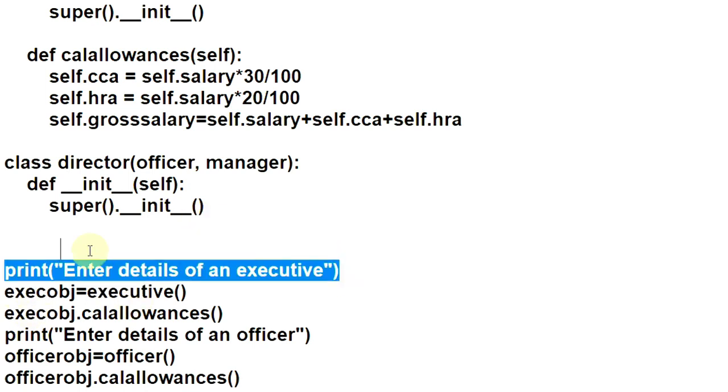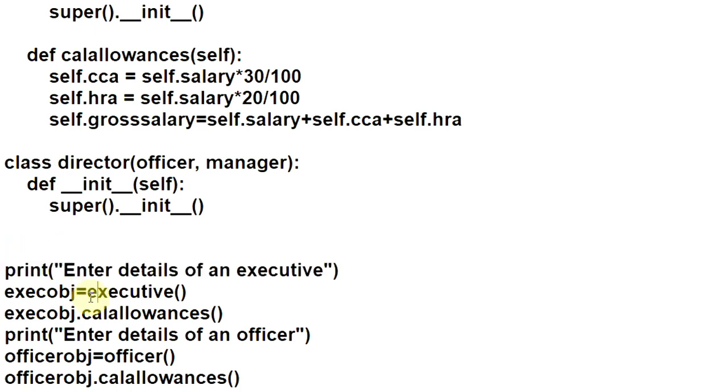On the screen you get a message, enter details of the executive. You are making an object exec obj of the executive class. How many arguments are there while defining an object? None.